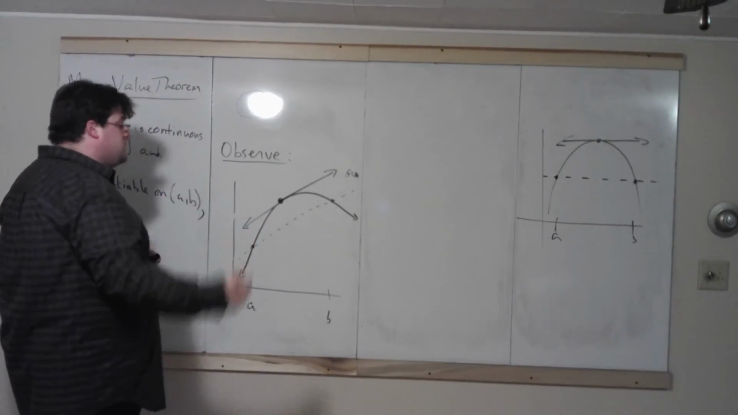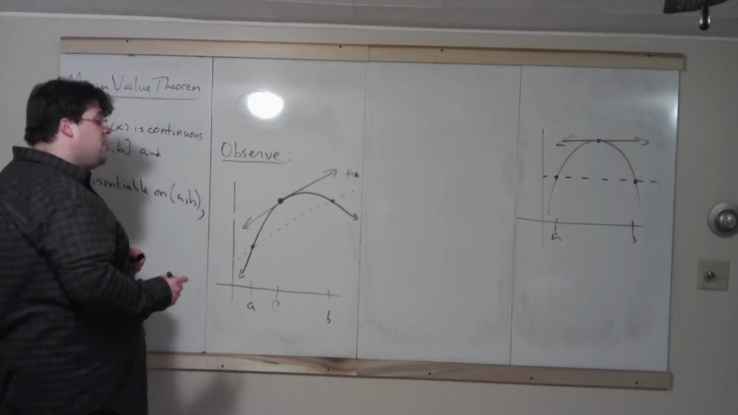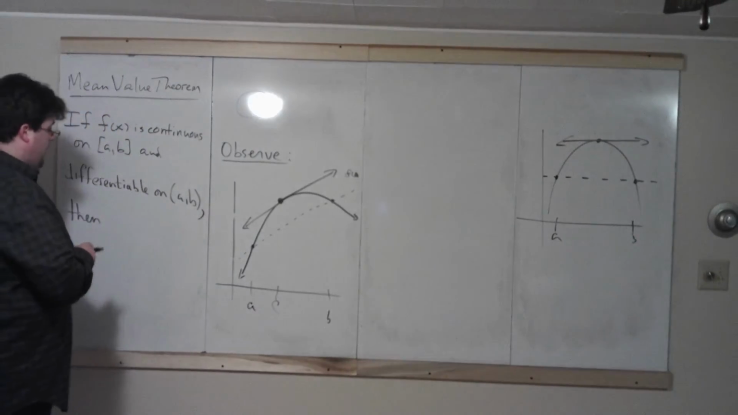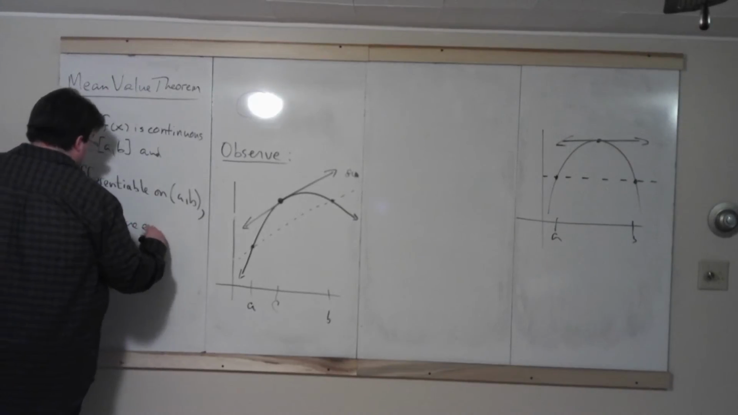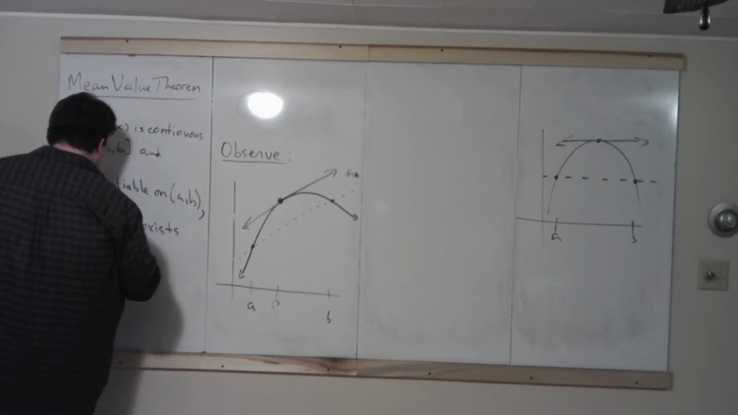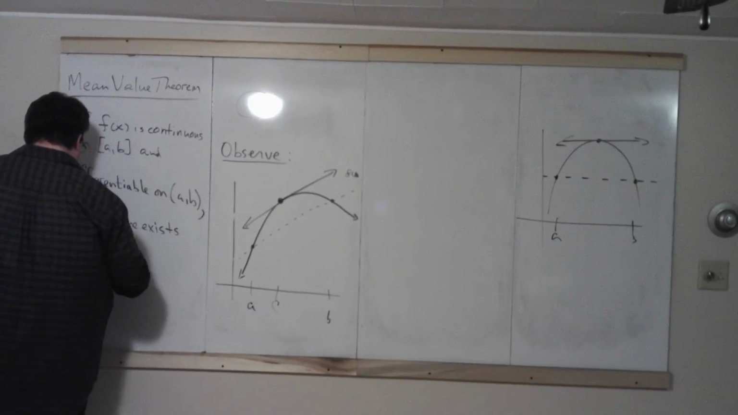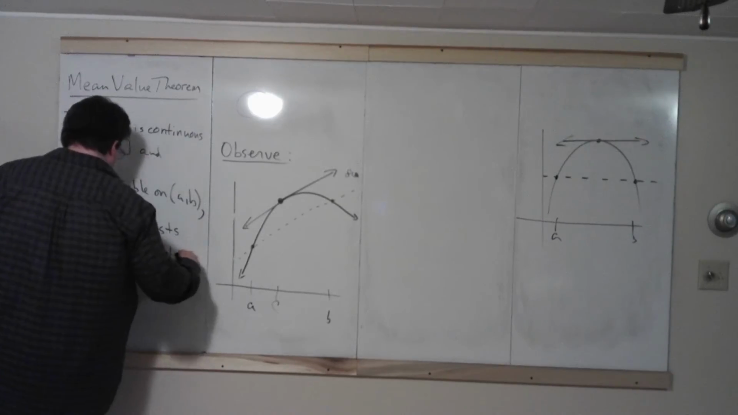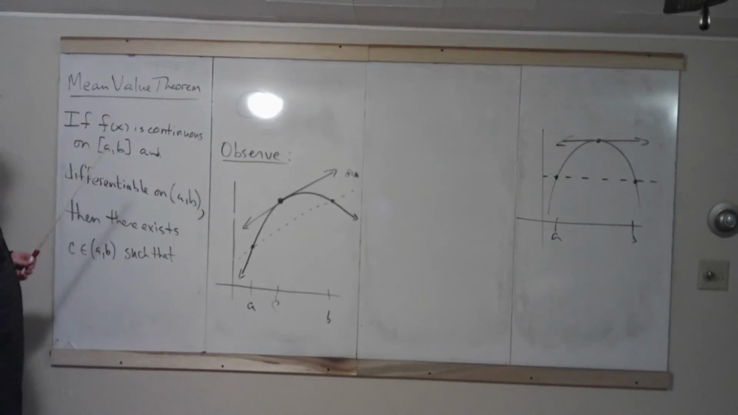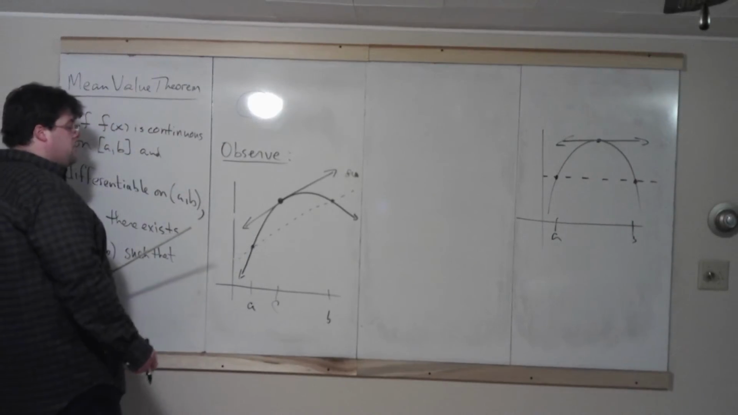Then there exists some C in there where those lines are parallel. So let's write that down. Then there exists a C in A to B such that, what? Well, 2 parallel lines, their slopes are the same.